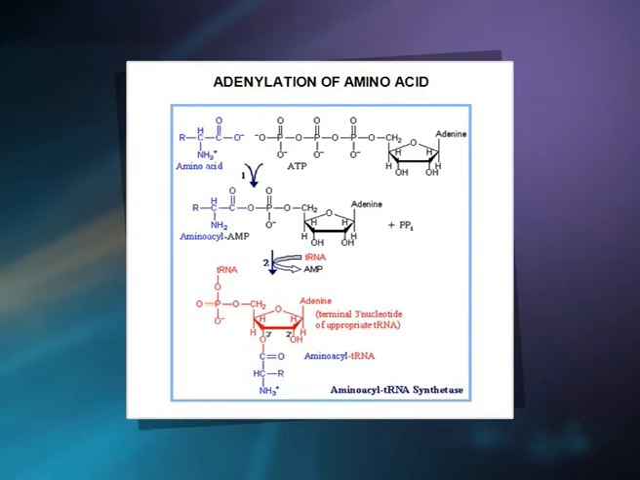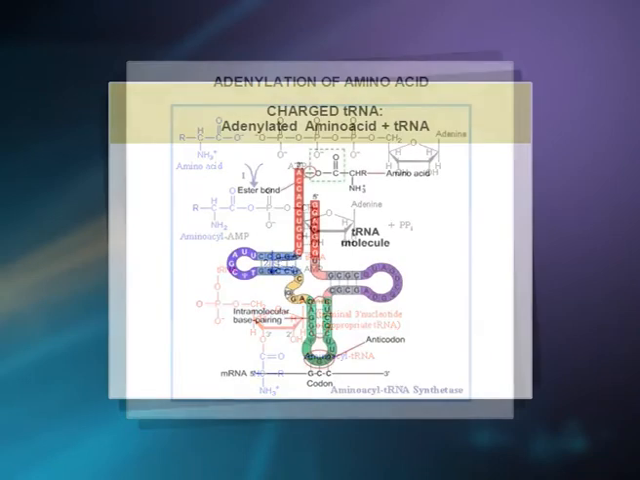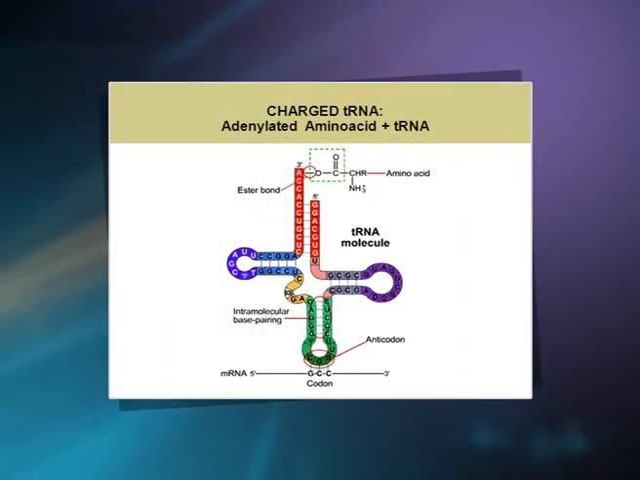tRNA is charged by forming an ester bond between the COOH group of the amino acid and the 2' or 3' OH group of the adenyl group at the end of the acceptor arm, as shown in the following figure. The charging of tRNA is catalyzed by the enzyme amino-acyl tRNA synthetase.